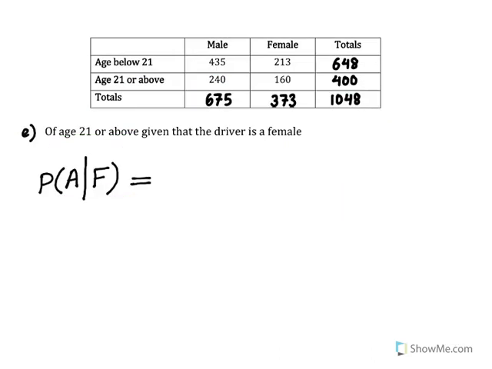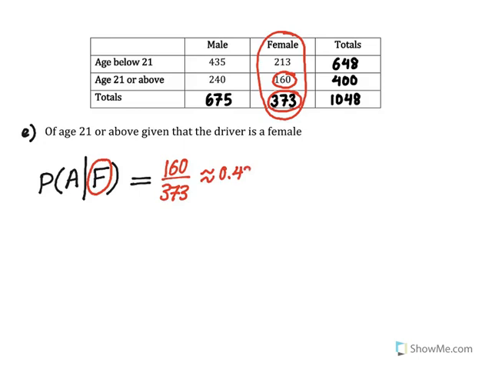So when you have a given, always look at what's given. You are given female, so you only look at the column that contains the female. And how many of them are above 21? It's 160 out of the total number of females. So this will be 160 out of 373, which is approximately 0.43 or 43%.